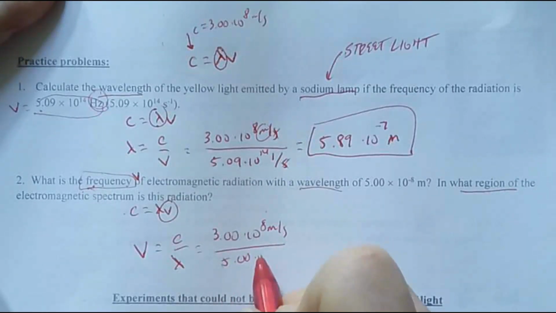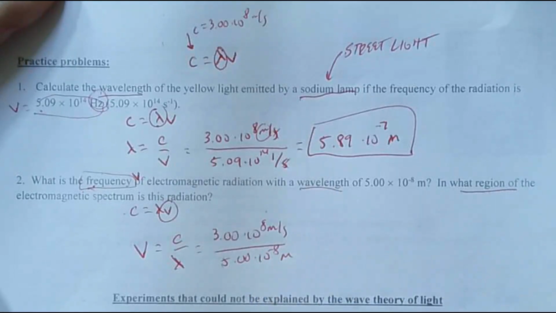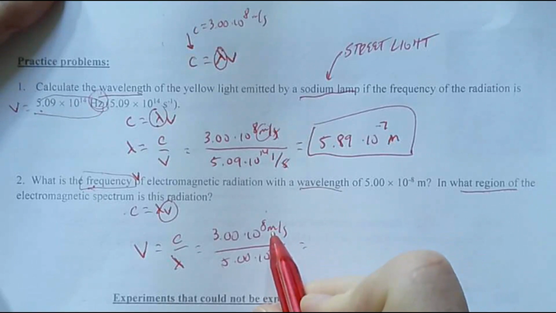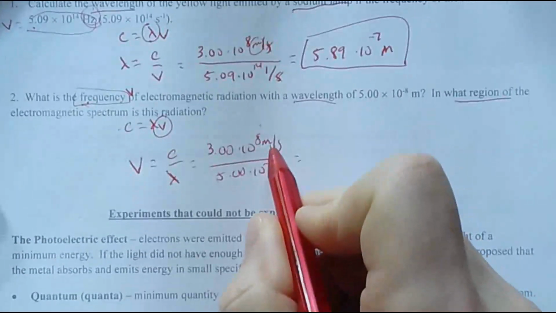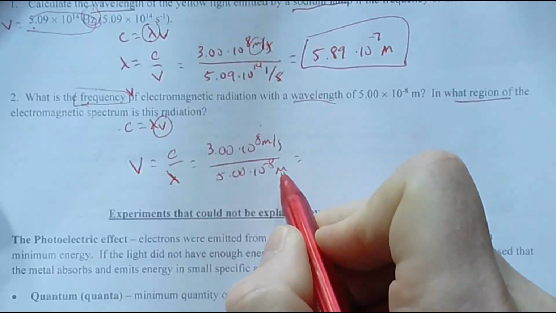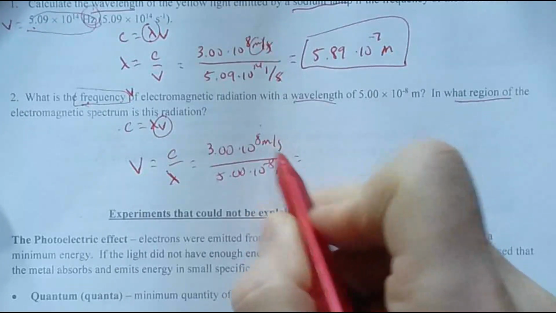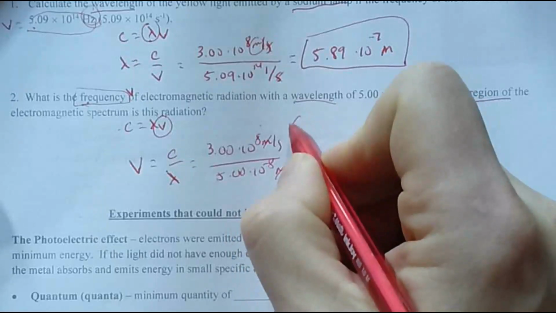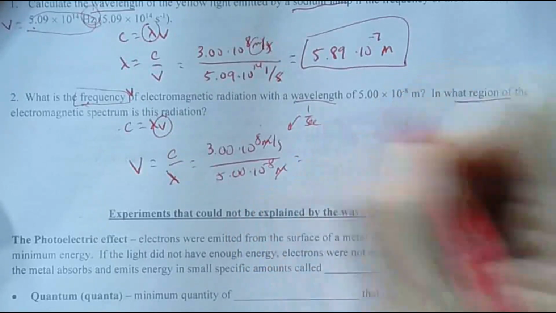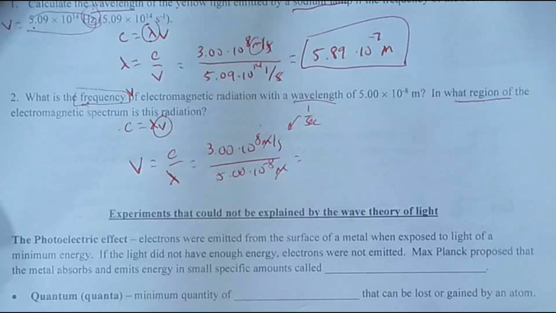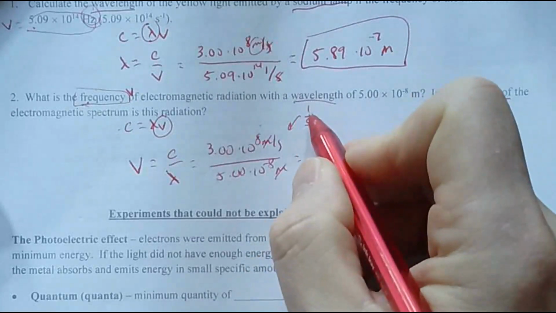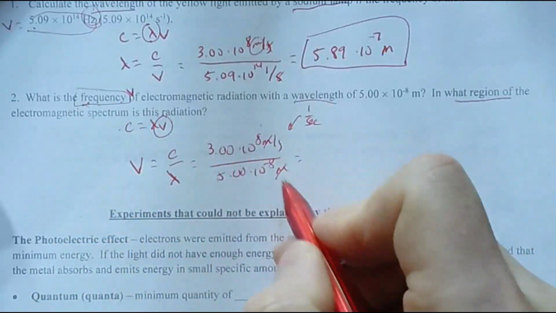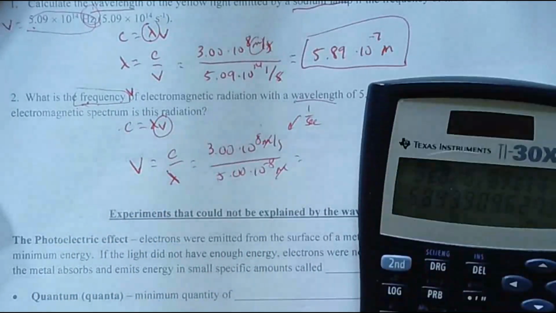3 times 10 to the 8th meters per second over 5 times 10 to the minus 8 meters. From a units perspective, hopefully you notice that the meters here will cancel with the meters down here, but that doesn't leave you with seconds on top. This cancels out with this, but you still have 1 over seconds remaining on the top. And 1 over seconds, again, is hertz, which is frequency, and you know you've set it up correctly.